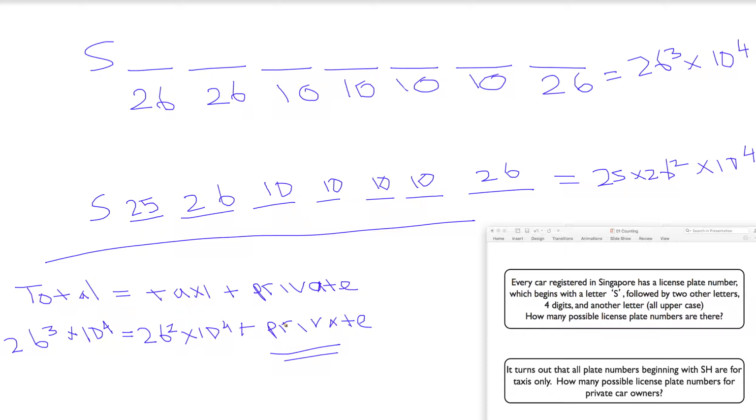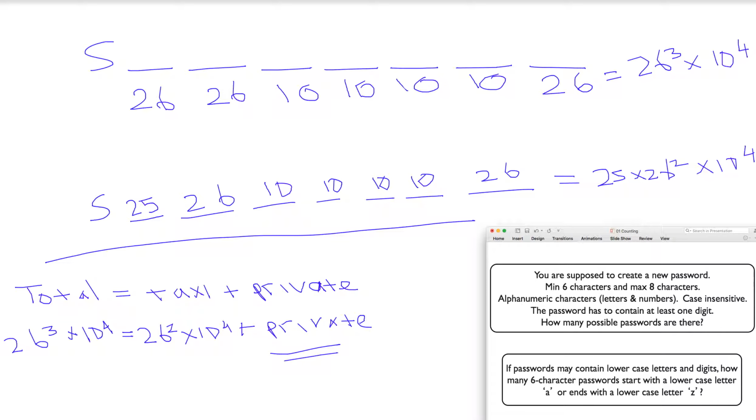Alright, so we considered two different ways of solving the second part: either generate the private cars directly, or compute this equation where we take the total number minus the taxis to get the private cars. Alright, so that's the first exercise question. The next exercise question has something to do with passwords.